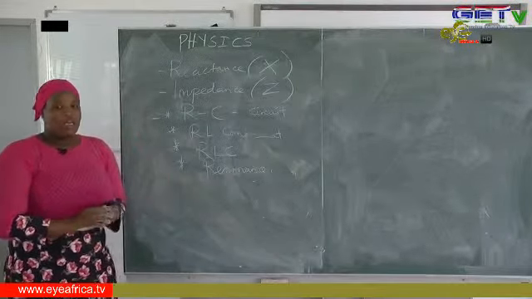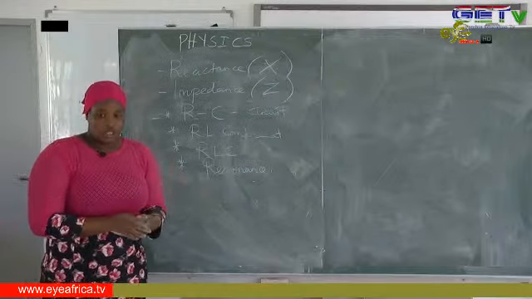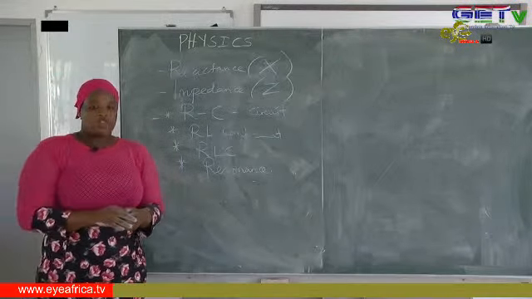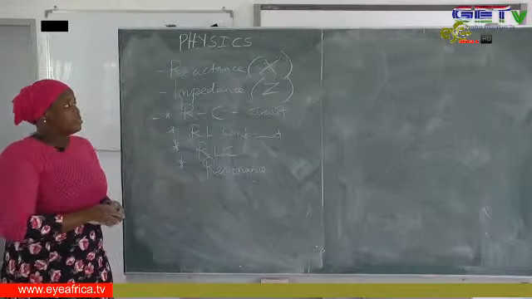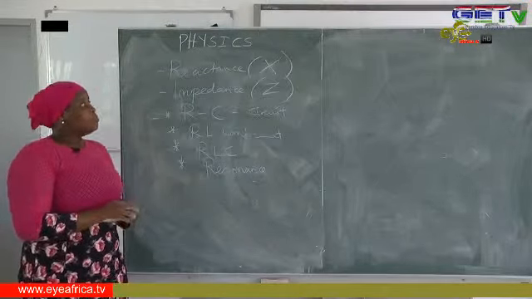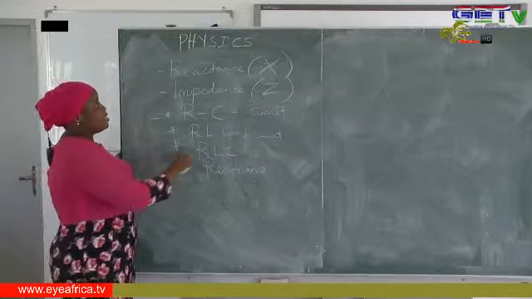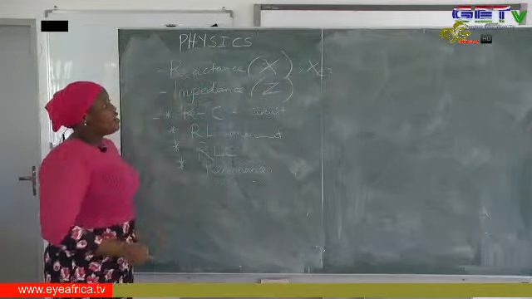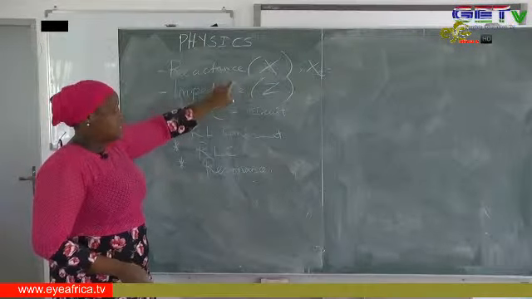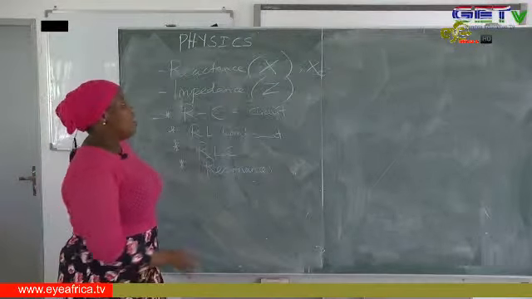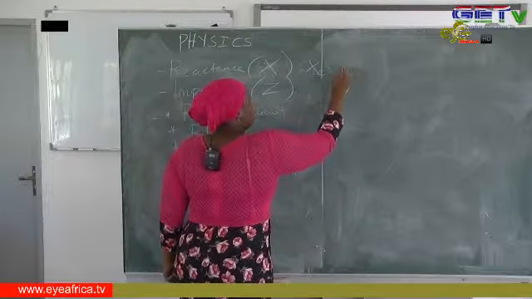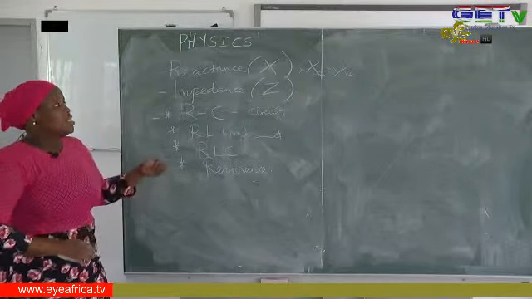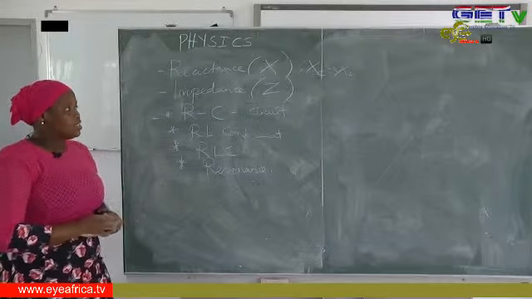Like I said previously, the reactance refers to the opposition which an inductor or a capacitor offers to the flow of alternating current. It is measured in ohms and it is represented as X. But if you see something like X sub C, you should know that that is the reactance in the capacitive circuit, and X sub L will be the reactance offered to the flow of current in the inductive circuit.